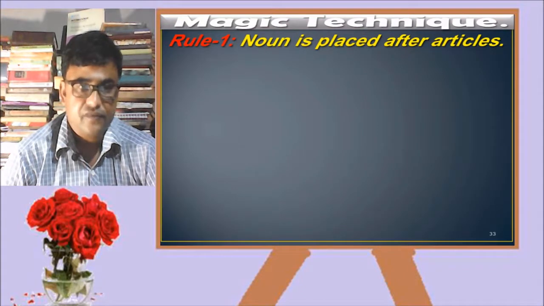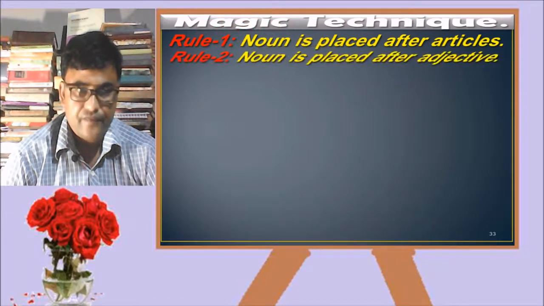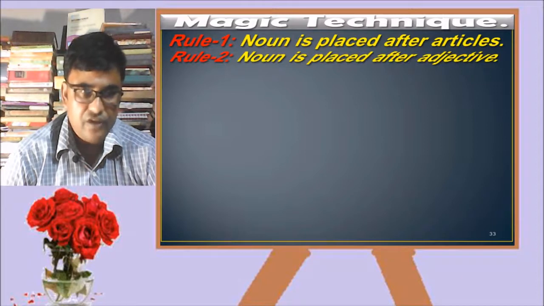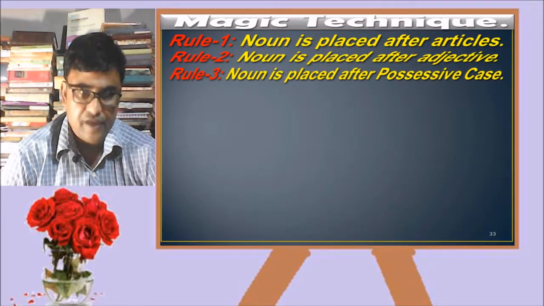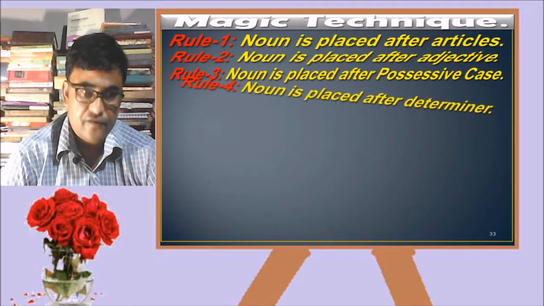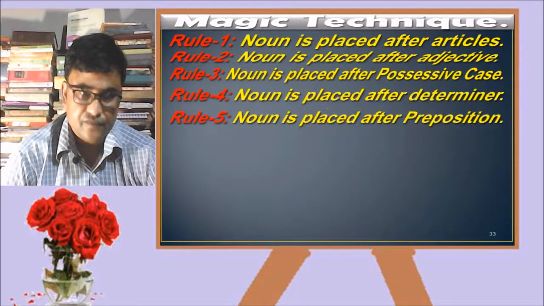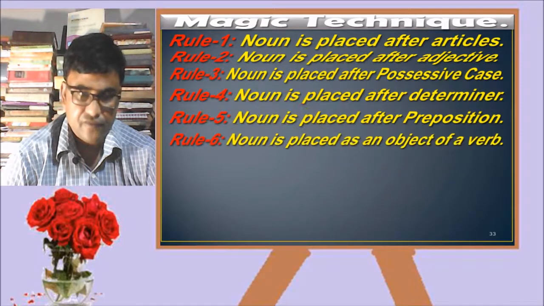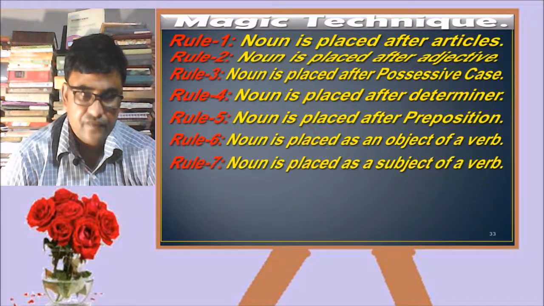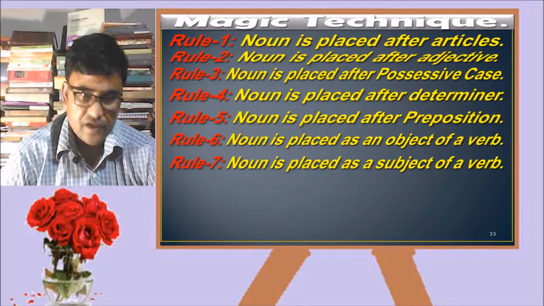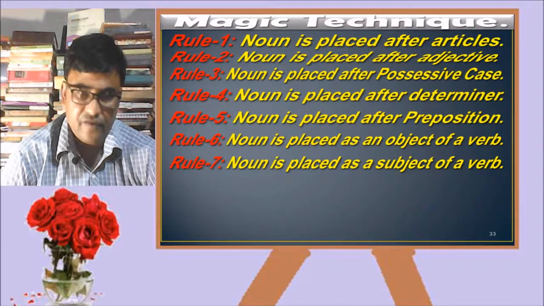Magic technique. Rule 1. Noun is placed after articles. Rule 2. Noun is placed after adjective. Rule 3. Noun is placed after possessive case. Rule 4. Noun is placed after determiner. Rule 5. Noun is placed after preposition. Rule 6. Noun is placed as an object of a verb. Rule 7. Noun is placed as a subject of a verb.